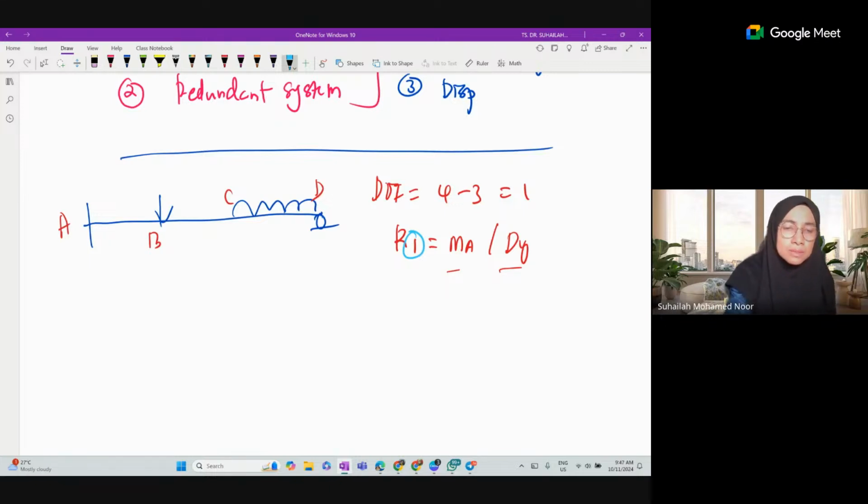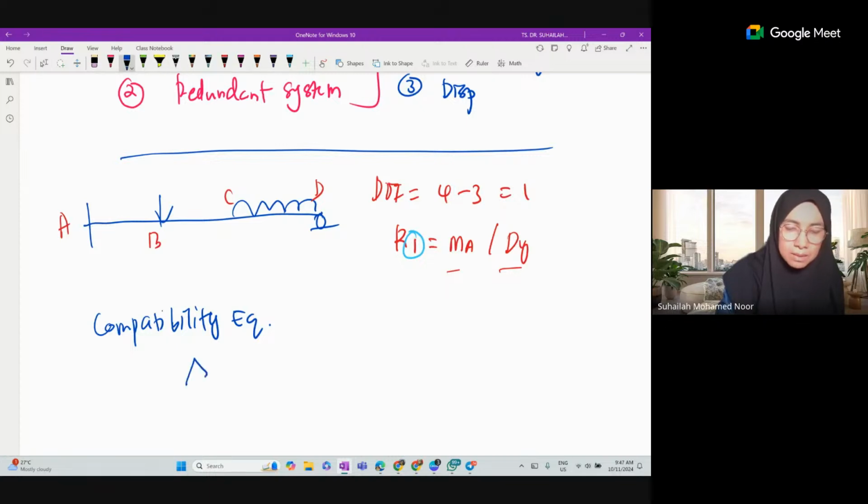So the compatibility equation will be written as delta. Just now it was B naught, right? Now, we change B to 1.